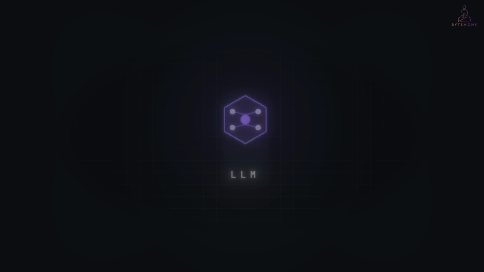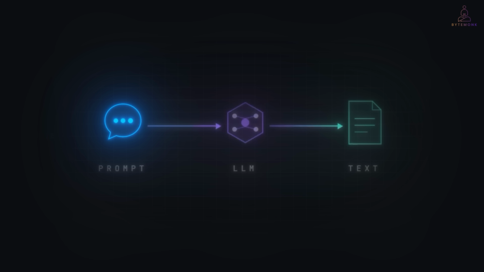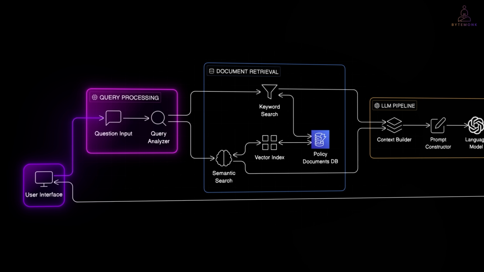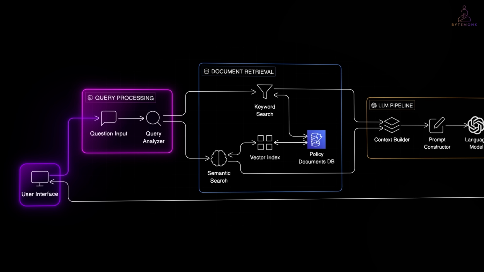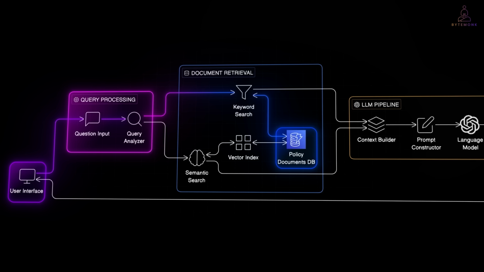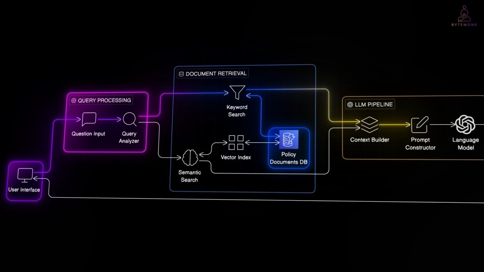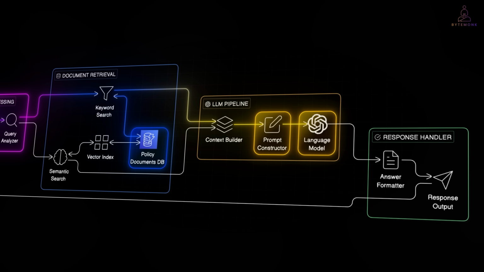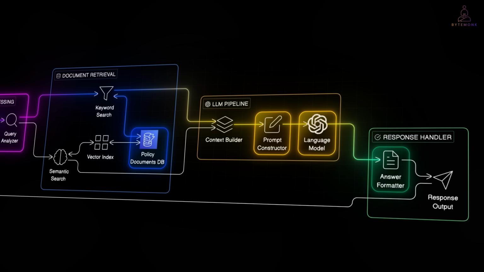When you hit an LLM through an API, the interaction is dead simple. You send a prompt, the model returns text. That's the whole thing. Think about a simple document Q&A system. A user asks a question about an internal policy document. Before you even call the model, you need to find the right document out of potentially thousands. Then you need to construct a prompt that includes the relevant context. The model generates an answer. Maybe you need to format that answer or pass it to another step.